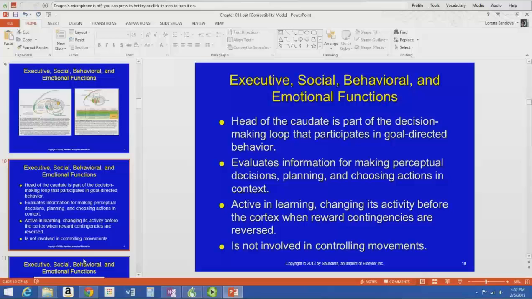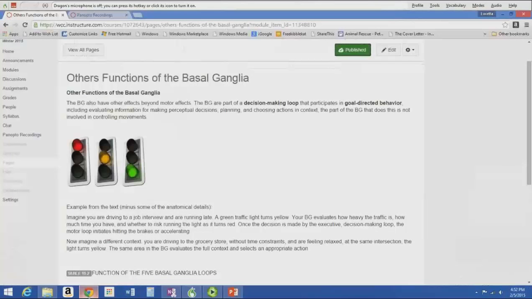It evaluates information for making perceptual decisions and planning and choosing the appropriate actions to do in the context of the situation, and learning, and what are the rewards, the benefits of doing a certain activity. So all of these things are executive and social and behavioral functions. They're not really involved in controlling movements. They're involved in that decision-making process. So you can imagine if that's not functioning correctly, how that would affect your life.